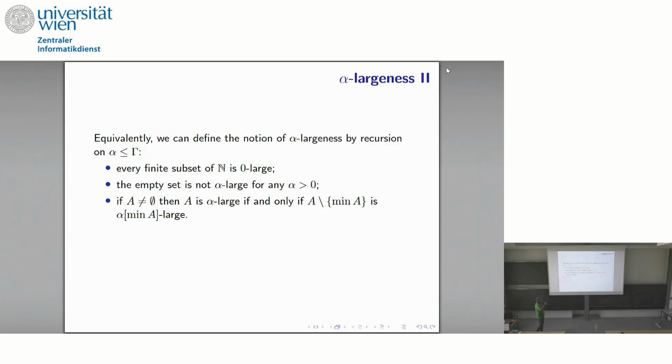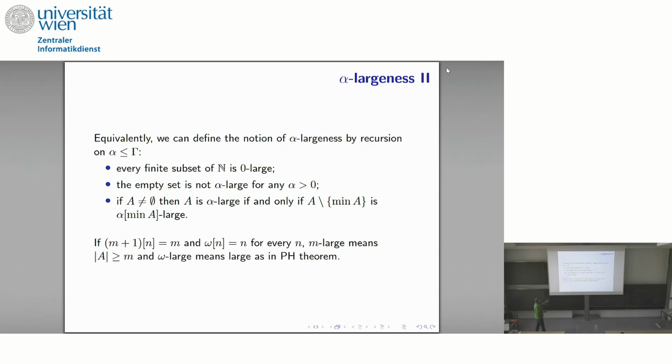You can also define equivalently the notion of alpha largeness in another way. Every finite subset of the natural numbers is 0 large if you start from 0, and then you go by recursion. You want to say that the empty set is not alpha large for any alpha larger than 0, because the empty set is the smallest set. And then if A is non-empty, A is alpha large if and only if, when we take off the least element, the rest is alpha of that element large. So it just mimics the previous definition in another way, going by recursion. So there are two equivalent definitions of alpha large here.